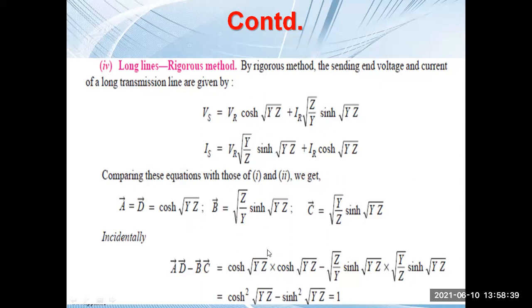Then A equal to D, so obviously we are getting the condition for symmetry. Now AD minus BC. We substitute: A into D is cosh square minus sinh square of this, and the square root of ZY and square root of YZ will cancel. So this is cosh square theta minus sinh square theta equal to 1. That is basically the identity. So whatever values of ABCD parameters we have calculated for long lines are all correct.